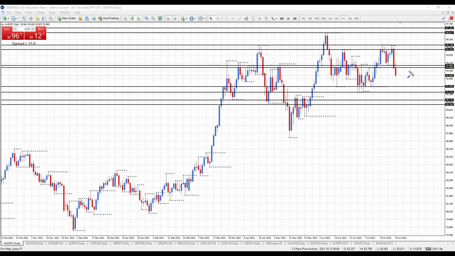Now I'm on the Aussie Yen Day Chart. Got my monthly, weekly, daily support and resistance levels drawn in. They're all referenced in the description below. I'll just talk about the ones closest to price action that I'm watching.